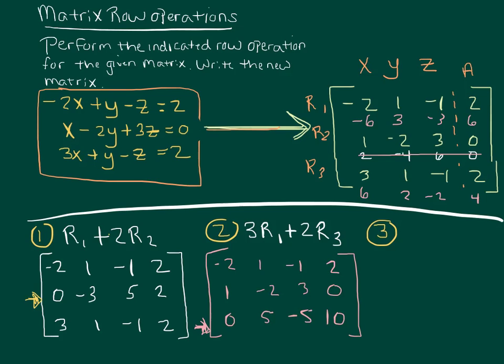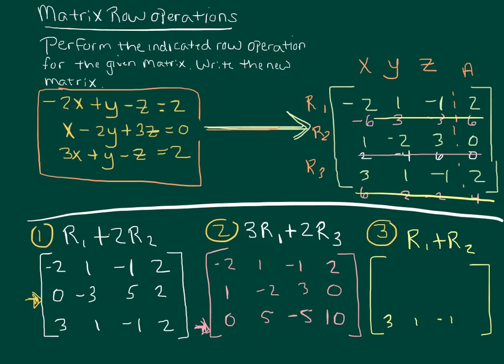Okay, let's do one more example. How about, let's just do a good old adding two rows together. So I'll cross those off here. So let's just add row 1 plus row 2. Now that operation does not change row 3, so I'll just leave that as is. And then I'm going to add row 1 to row 2. I can change either one. I'm just going to change row 2.